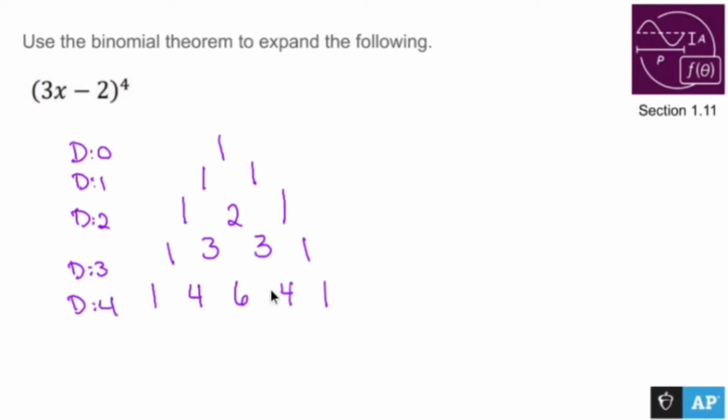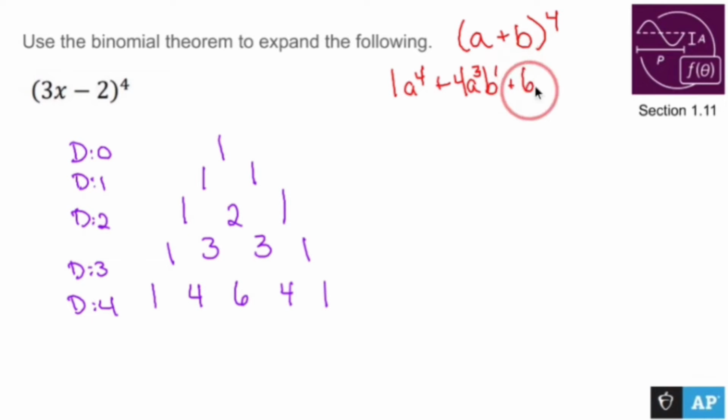Now, this gives me the coefficients for when I multiply this out. This does not give me any answer. This just helps me figure it out. Now, the rule says if I have something like a plus b to the 4th, I use these numbers and I do 1a to the 4th plus 4, and then you work your way down with the a's and work your way up with the b's. So a to the 3rd, b to the 1st, plus 6 a squared, b squared, plus 4.